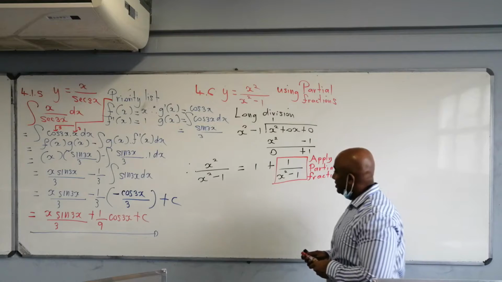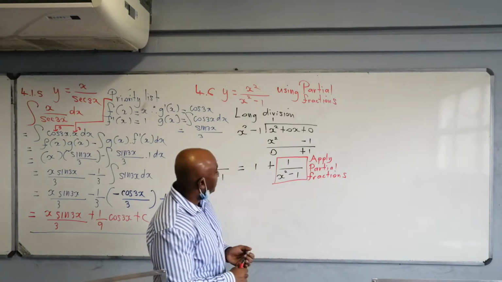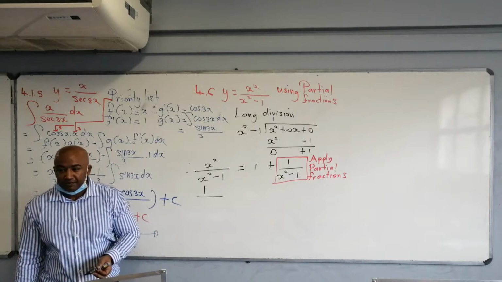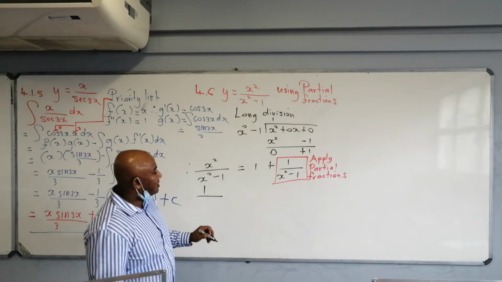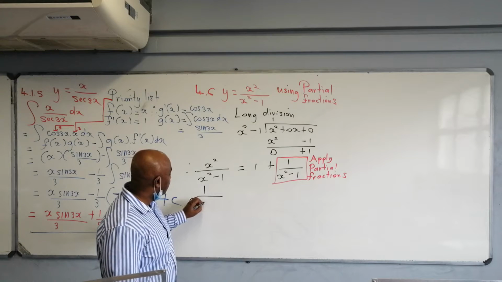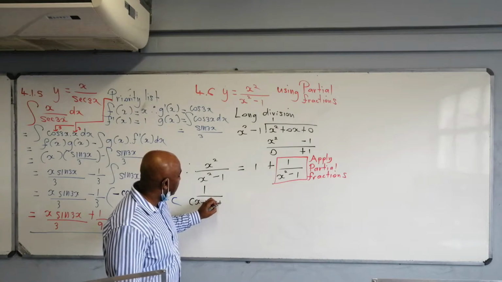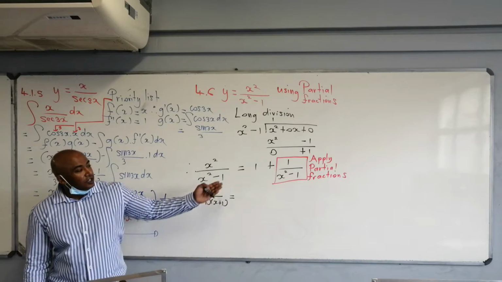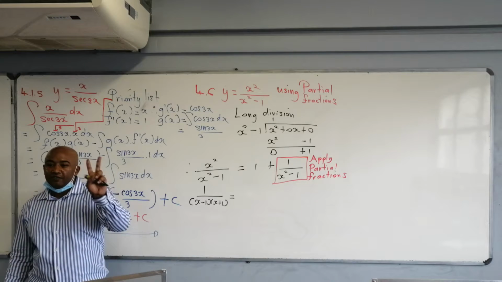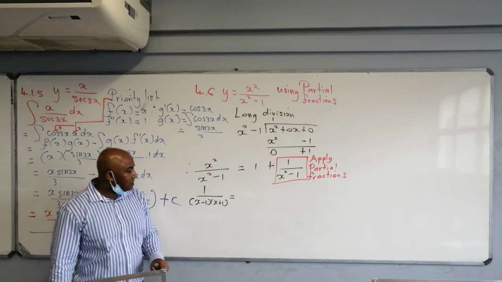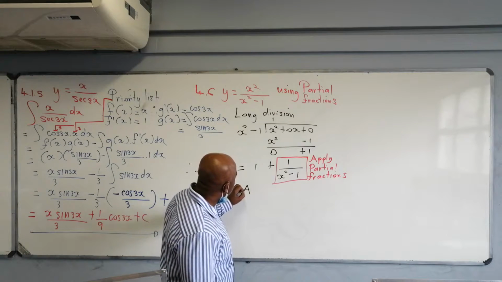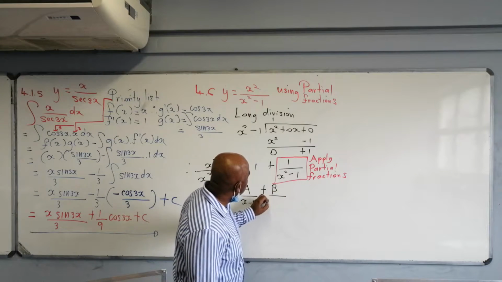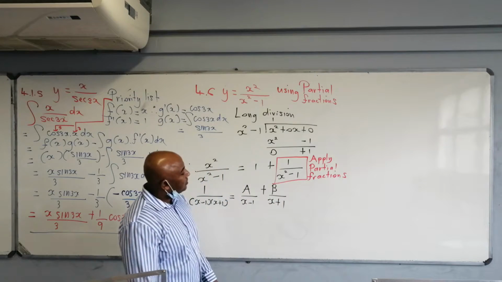So now let's take this fraction, which is 1 over x squared minus 1. Factorize the denominator, which is going to be x minus 1, x plus 1. This is an easy one. Alright, so you know your denominator is second degree. You're going to have two fractions, two constants. So it's going to be a all over x minus 1 plus b all over x plus 1.